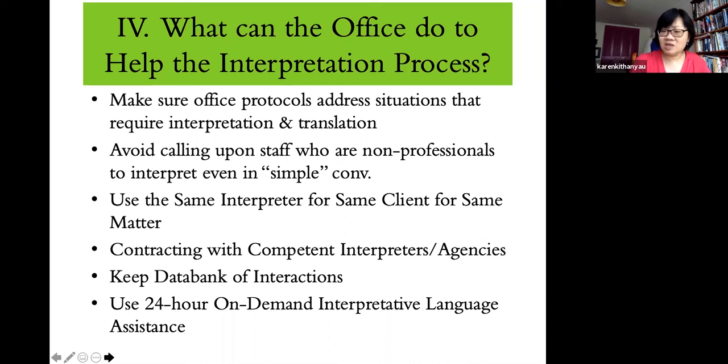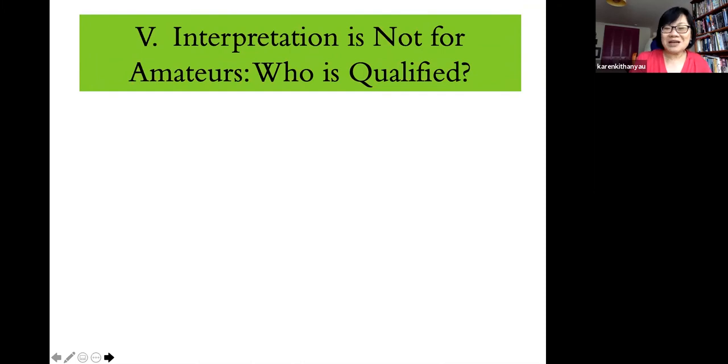Keep a data bank of these interactions. It would not only help you, but would help your colleagues in the same firm. Use 24-hour on-demand interpretive language assistance like Language Line in New York State. If interpretation is not for amateurs, who's qualified?